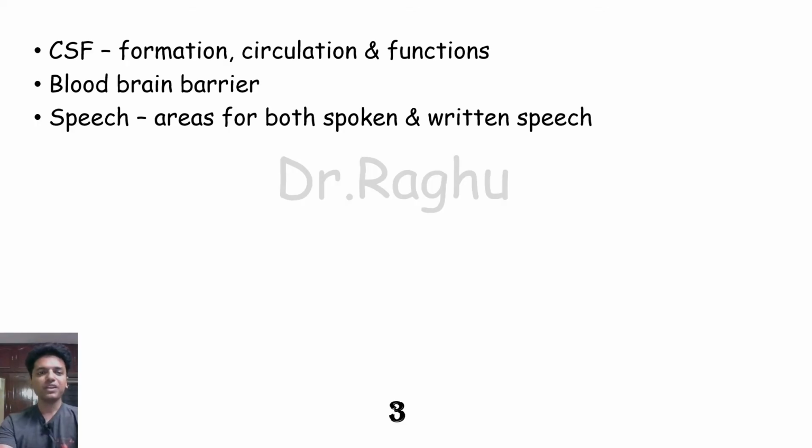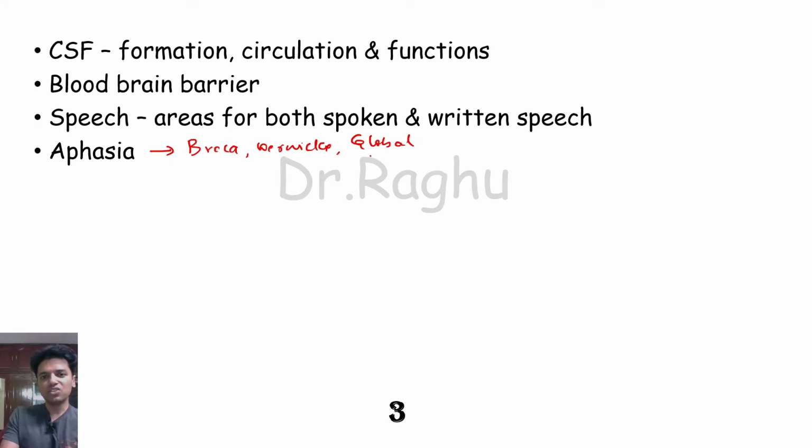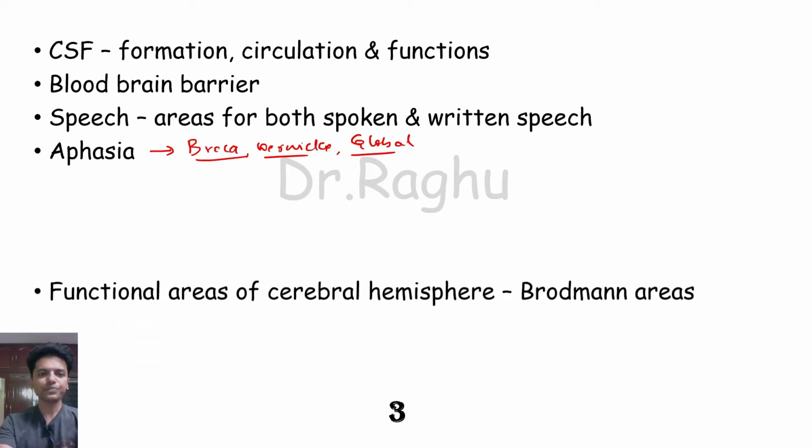Next is the speech. Herein we have to know not just the areas for both the spoken speech and the written speech, also know the mechanism behind the spoken speech and the written speech. Not only that, we are also supposed to know aphasias. There are different types of aphasias like motor aphasia, also called Broca's aphasia, sensory aphasia, also called Wernicke's aphasia, and we also have a global aphasia. So know why this occurs and what are the clinical features in aphasias.